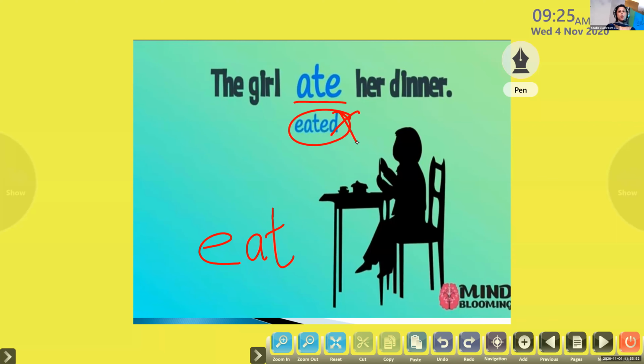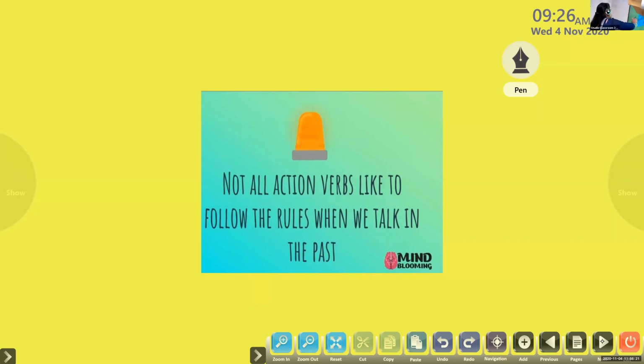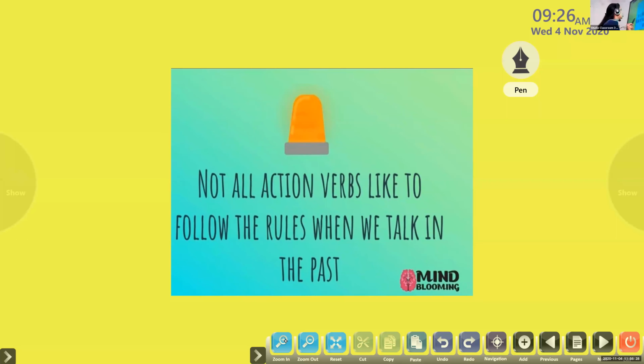Is that clear? What I wanted to tell you is that when we change the present tense into past tense, that adding of ed is not applicable for all the words. This rule doesn't apply for all the words. Only for certain words we add ed to change the words into past tense form. For certain other words, the word completely changes. So those words are called irregular verbs. Those past tense forms have to be learned by heart. Clear? So, not all the action verbs follow the rules when we talk in the past. Have you understood? It doesn't follow for all the verbs, okay?